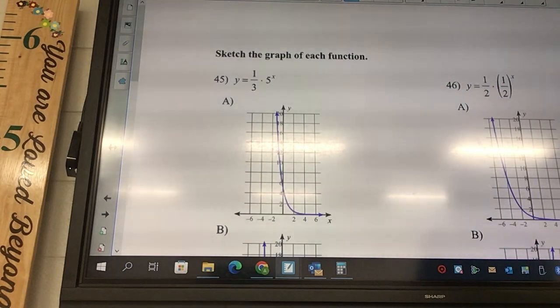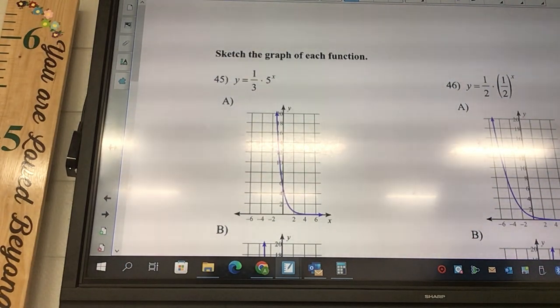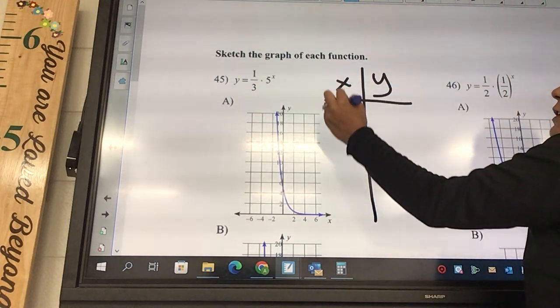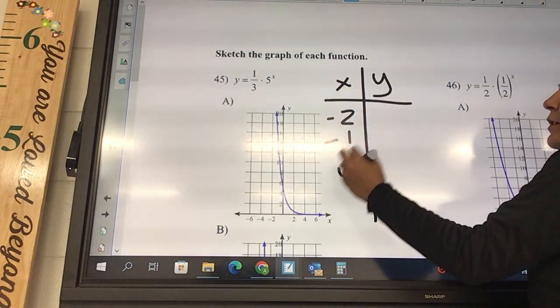Okay, 45. This one you got to do most of the work. Okay, so you're going to have to do your XY chart. Okay, and you guys get typing. So negative 2, negative 1, 0, 1, and 2.